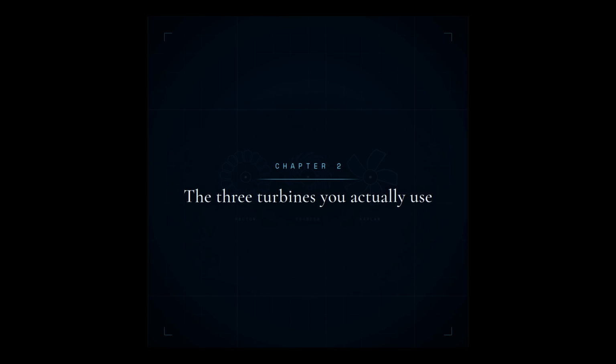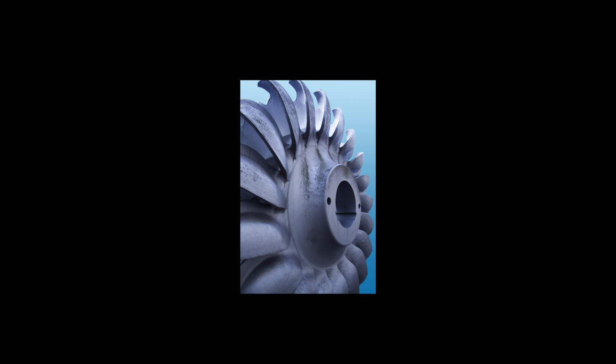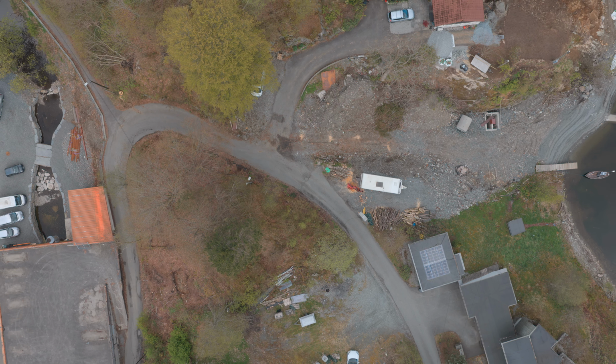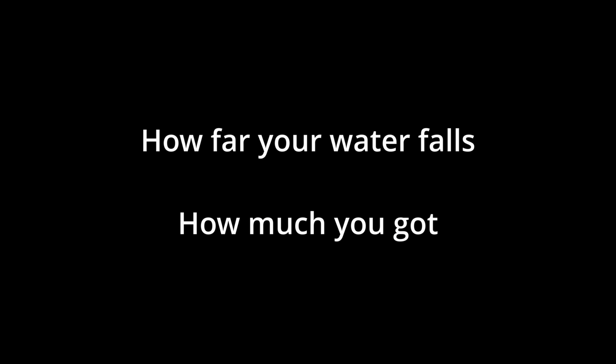The 3 turbines you actually use. There are only really 3 turbines doing the heavy lifting in the world today: Pelton, Francis, and Kaplan. Each one is built for a different kind of water, and the whole game is matching the machine to 2 numbers: how far your water falls and how much there is.